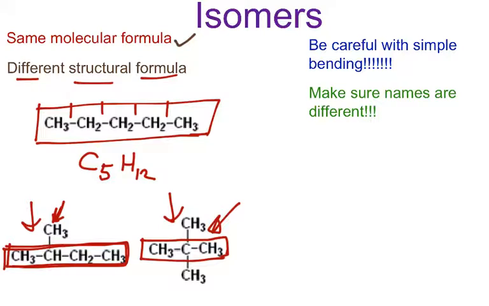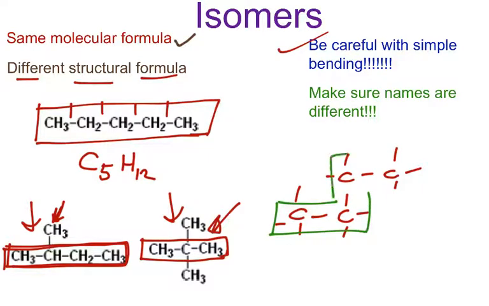Now, when you're drawing isomers, be careful of simple bending, and this is what I mean. If they say draw an isomer of pentane, and you bend it up, then bend it across, and bend it up again, and you say to yourself, yay, I have an isomer on my hands. No, you don't, because all the carbons are still continuous. This will be 5 carbons: 1, 2, 3, 4, 5. All the carbons are still continuous, so you don't have something different from the original pentane. You have the same molecule, you just bent it.